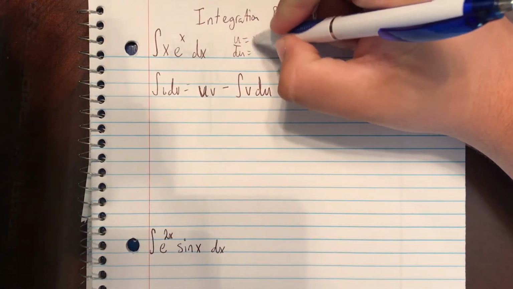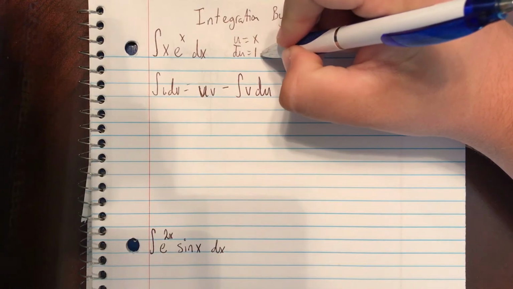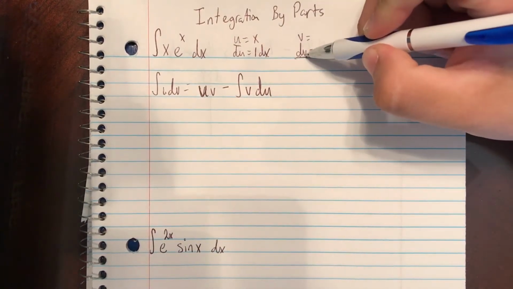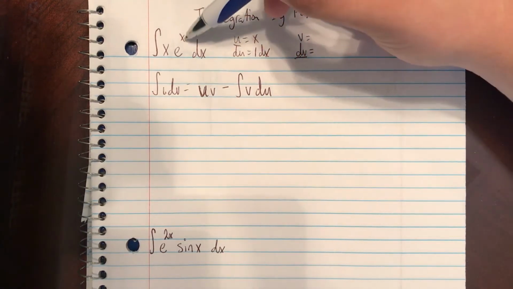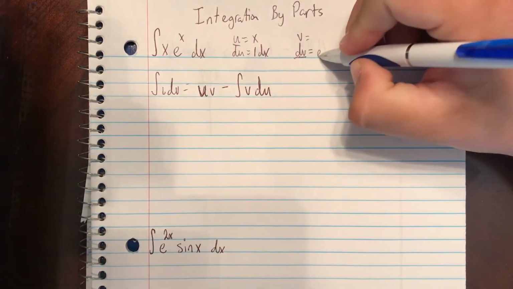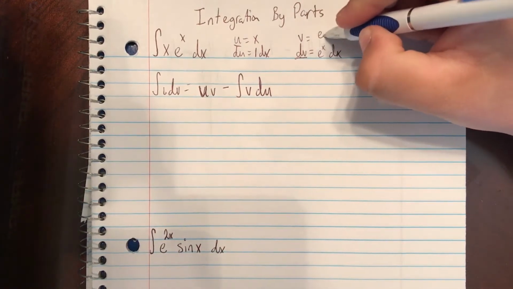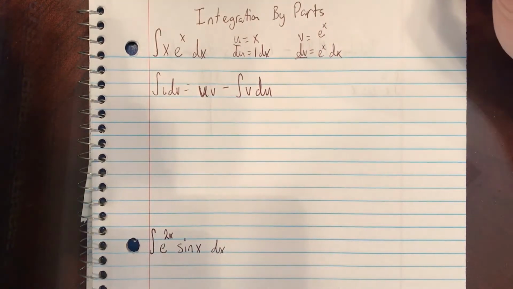Take the derivative of that. Derivative of x is 1 dx. And then we're going to have to find v. So we're going to use e to the x dx, and then we're going to have to integrate this, which is actually just going to be e to the x.